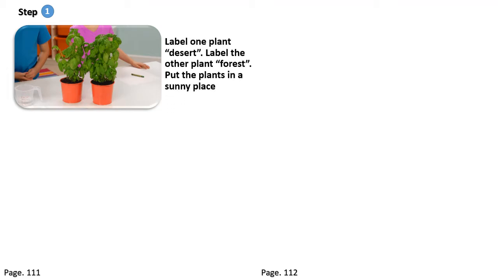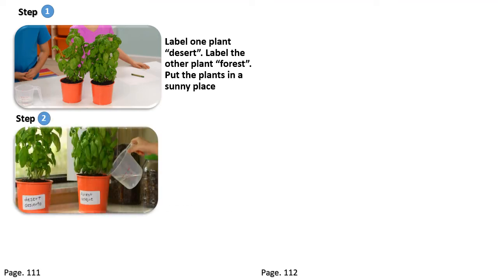And now, let's move on to pages 111 and 112 in our science book, where we are going to talk about a nice experiment which you can also try at home. For this experiment, we have two children, and in front of them, we have two plants called basils. For step 1, these children are going to label one plant desert and label the other plant forest. And then they are going to put these plants in a sunny place.